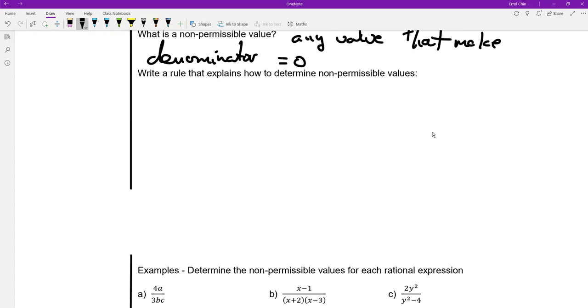Okay? It says here, write a rule that explains how to determine non-permissible values. Well, that's actually super simple. In order to find what the non-permissible values are, what we do is we set the denominator equal to 0 and then solve. Okay? If we set the denominator equal to 0 and then we solve for the variable, then we set the variable so that it can't be that number that we just solved for. Okay? We can't allow that number to happen.